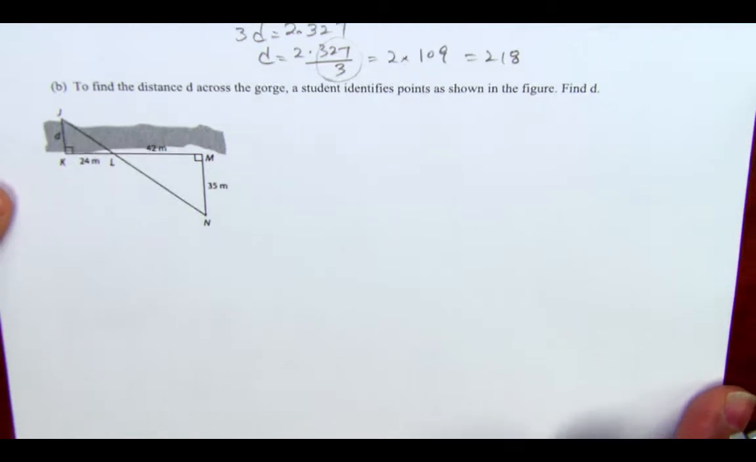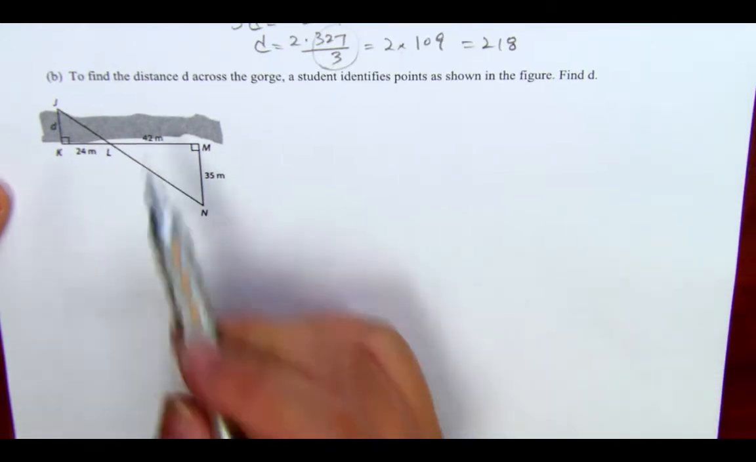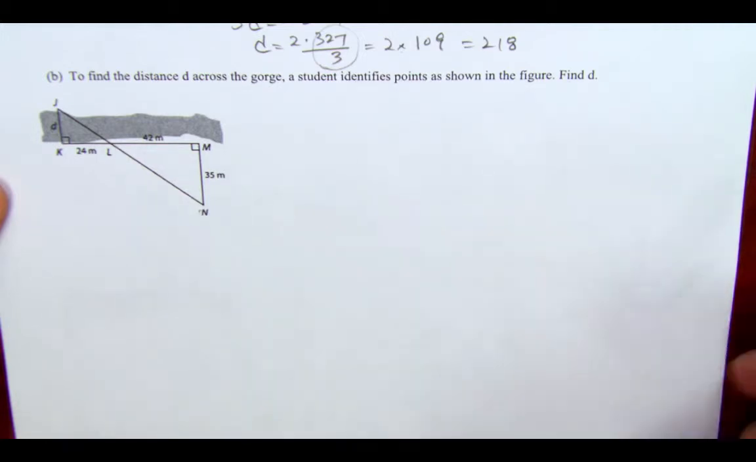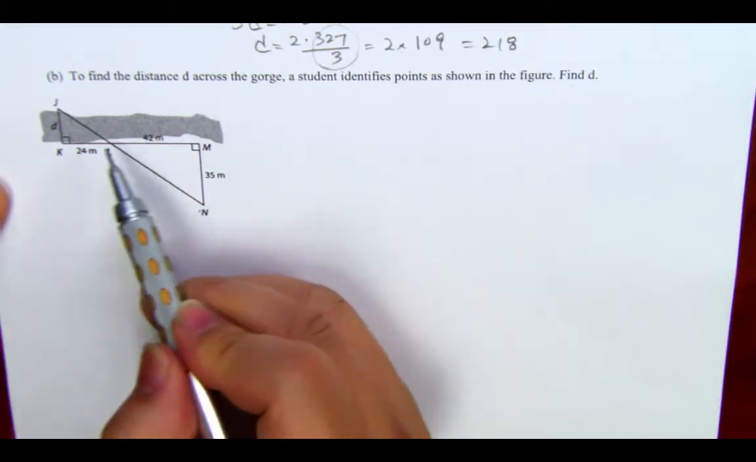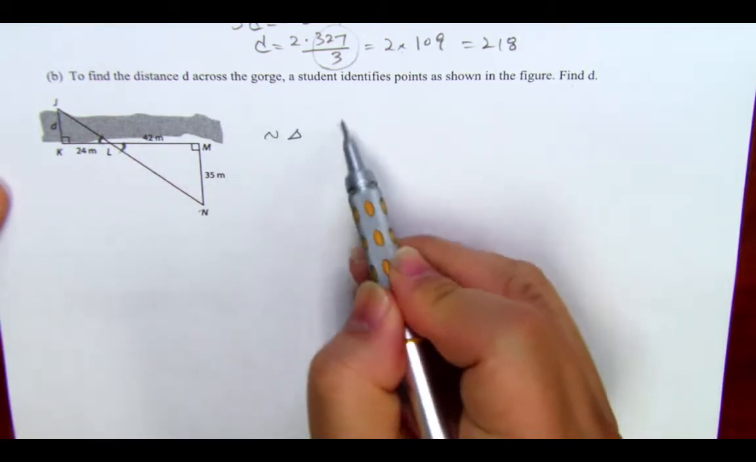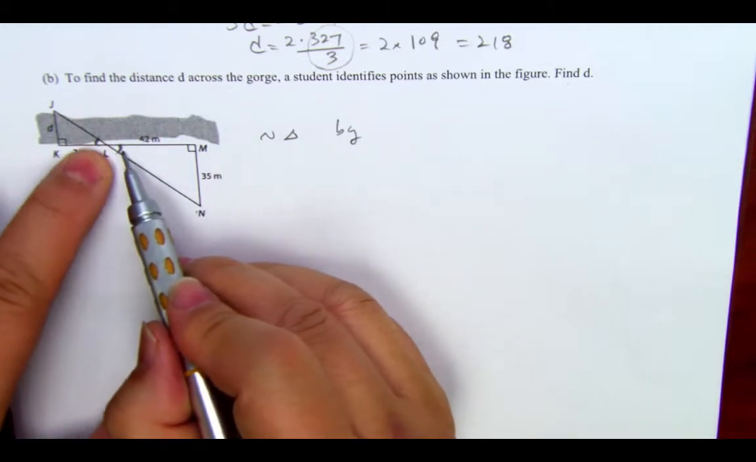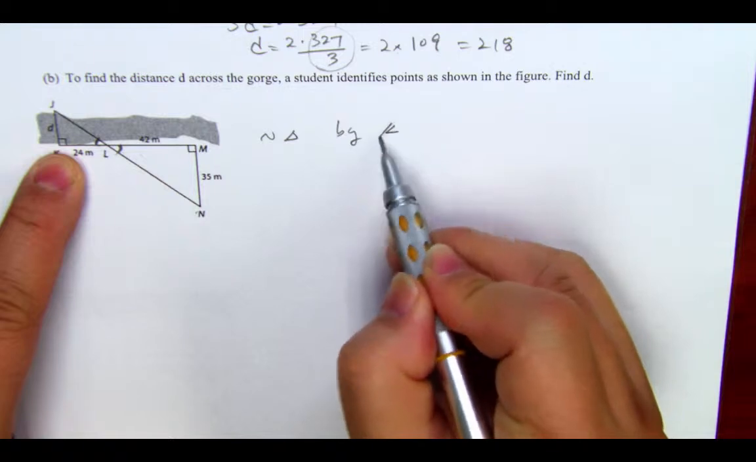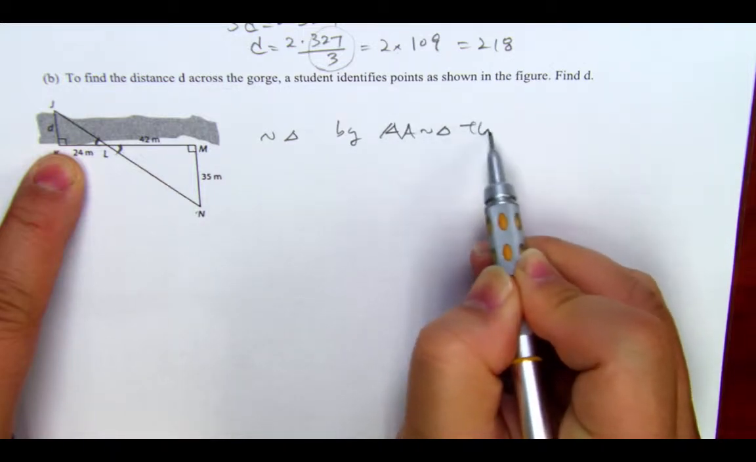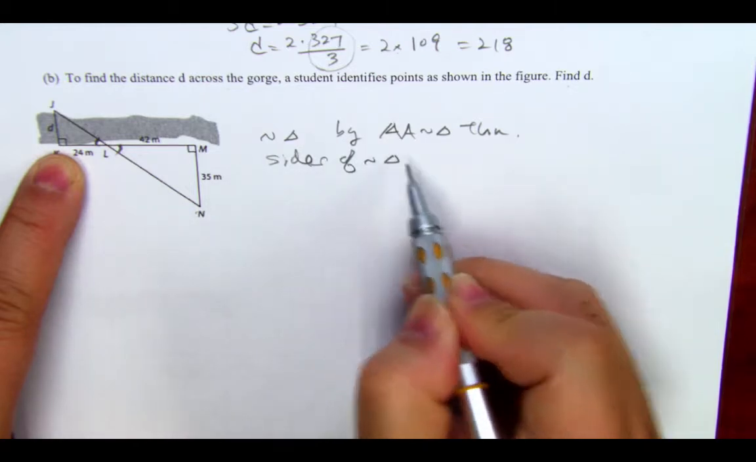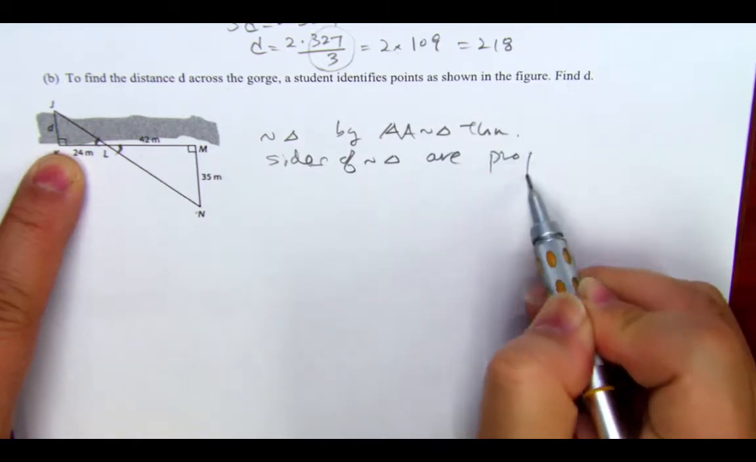Okay. And I believe this question is very, very similar. To find the distance D across a gorge, she identifies a point in the figure right here. Find D. Same idea. So this is a vertical angle right here, guys. So similar triangles, because vertical angles are congruent and we have right angles over here, by the angle similar triangle theorem. And we know that because of that, the sides of similar triangles are proportional.